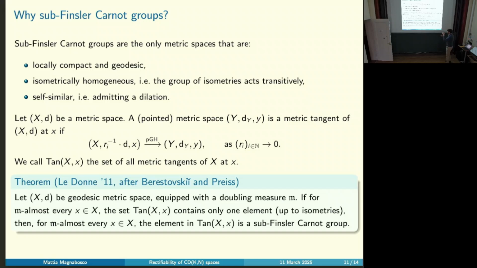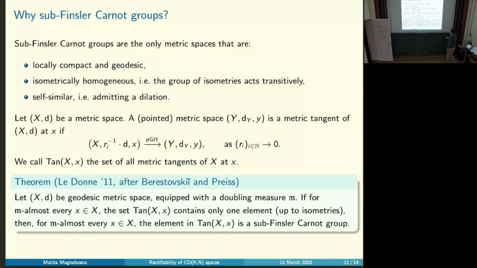Of course, in general, for metric measure spaces, the situation is a little bit more complicated because the metric tangent is not unique at every point. It might happen that the tangent is not necessarily a unique space, and in particular, we will call Tan(X, x) the set of all metric tangents of X at x.